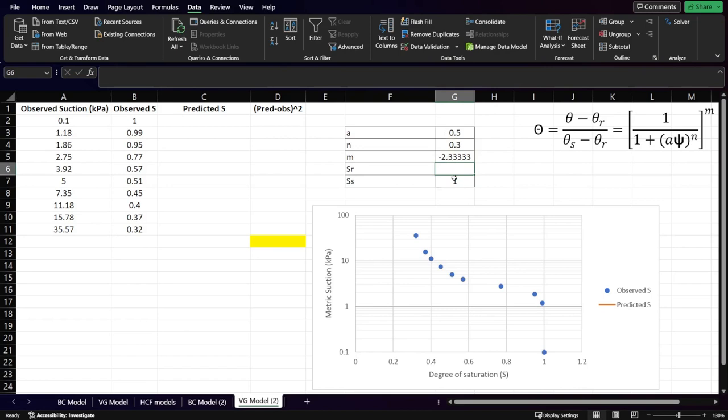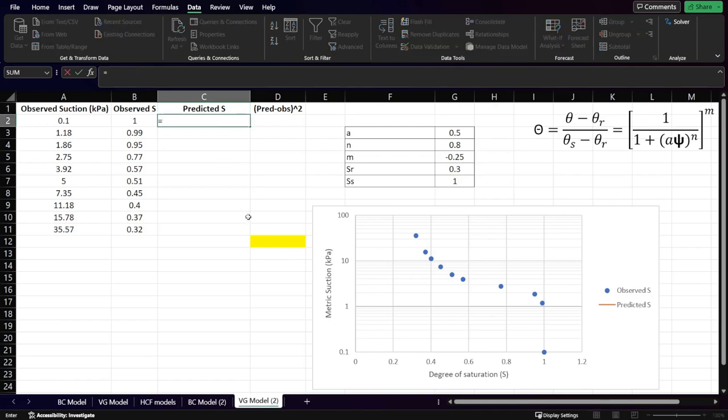And the SR, don't mind the values here because we are anyways going to optimize it. Okay, the value of the SR, let's say 0.3 here also. Okay, now we'll write the expression. Let's increase this one to 1 or 0.8. So now we'll type the equation here.